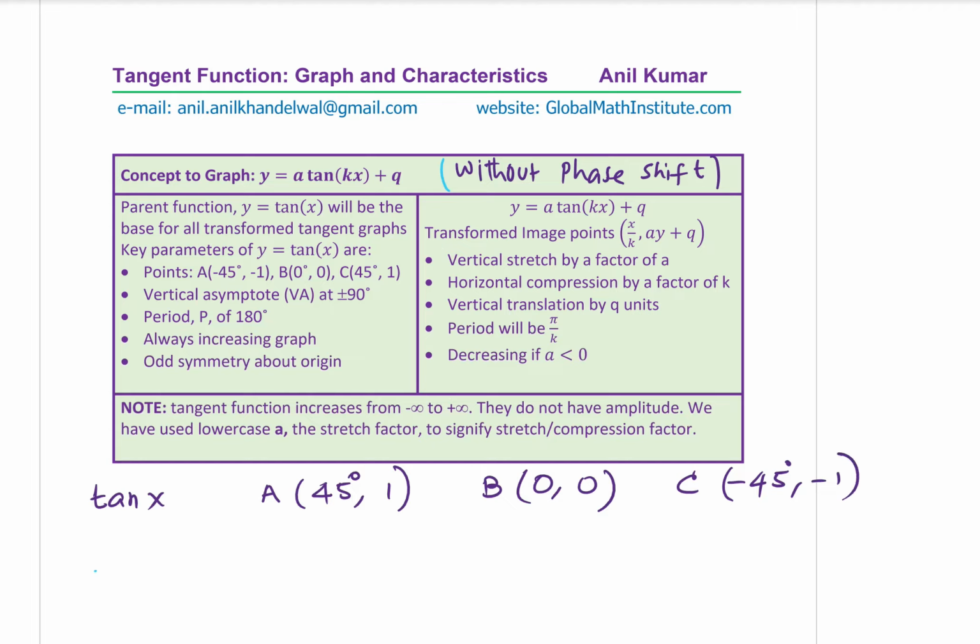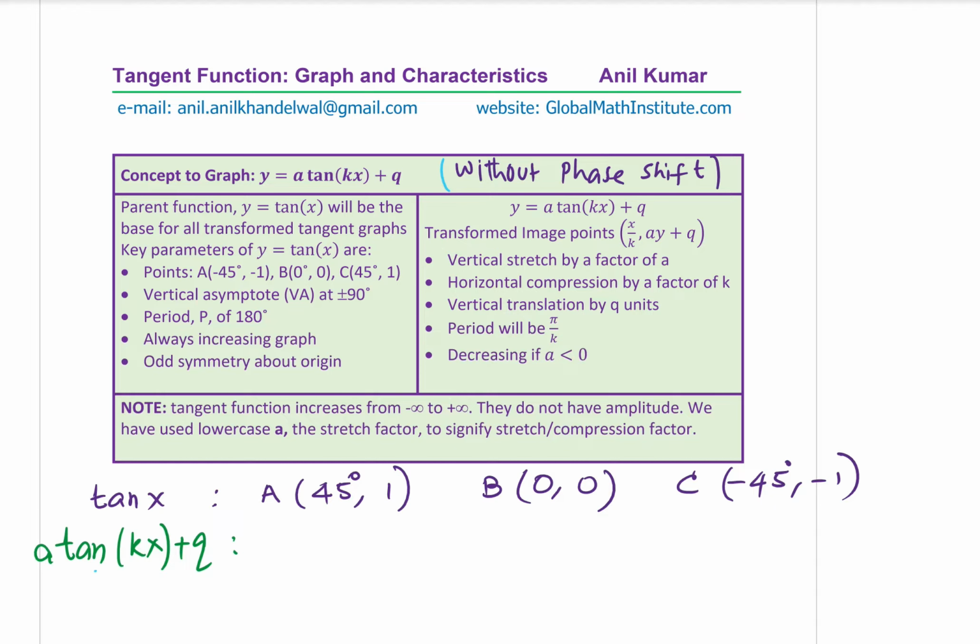That is what the tan function is, the key points. Good. Now let's look into the transform function, which for us, let me write down in a different ink: y = a tan(kx) + q. So multiply by a, so vertical stretch; kx, so horizontally compressed by a factor of k; and translated q units up, correct? That becomes your transform function.